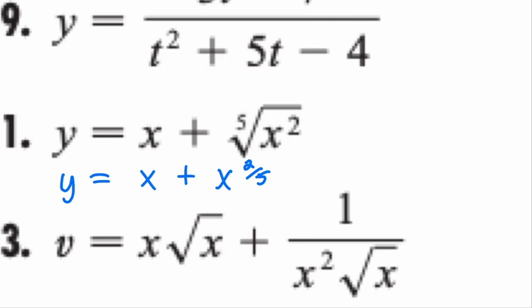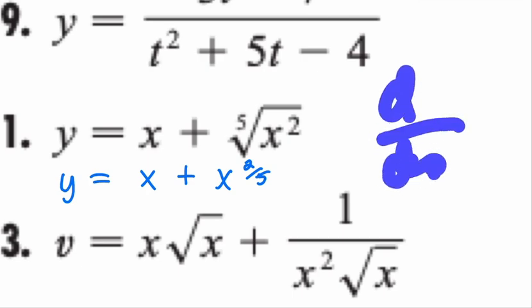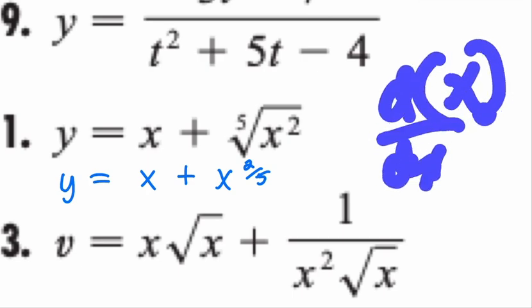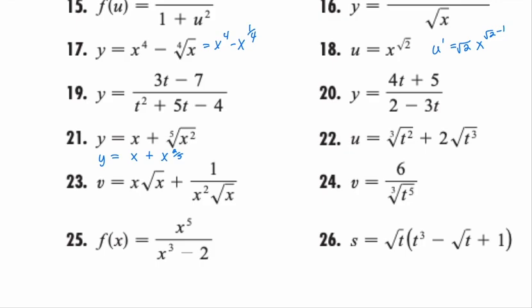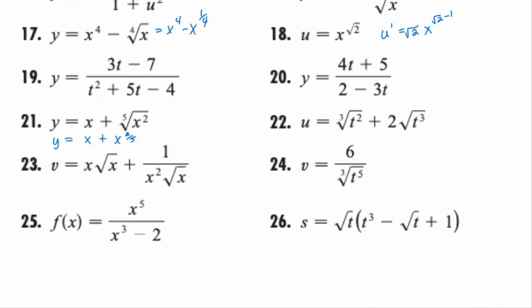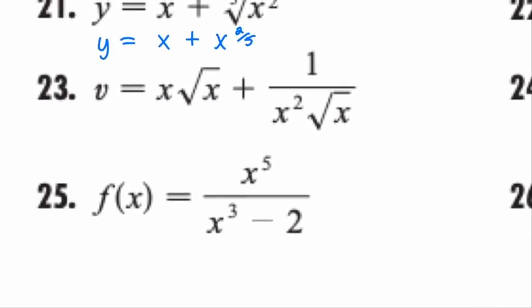Drop the power down in front, bring the power down by 1. Remember, a power on an x is the first. What is the derivative of x always going to be? 1. So what's the derivative of 2x? 2. 7x, 7. Square root of 2 times x, square root of 2. So don't mess up those x's. So 22, do a rewrite. I want to talk about the rewrite that's happening for 23.